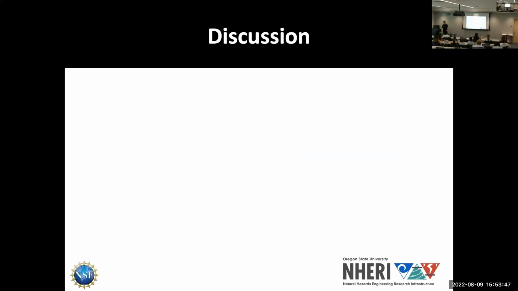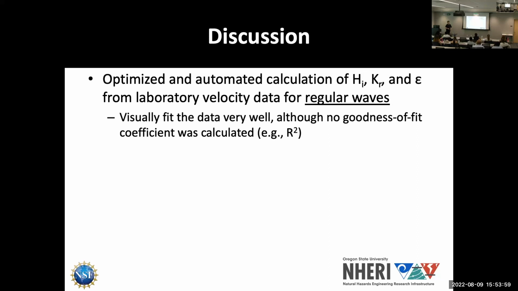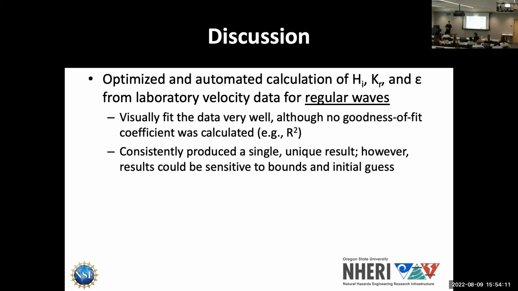So let's talk about all these results. Okay. This study optimized and automated the calculation of HI, K sub R, and epsilon from laboratory velocity data for regular waves. It visually fit the data very well, although we did not calculate a goodness of fit parameter like R squared. But maybe there were multiple solutions that would fit the data well. How do we know this is the right solution? Well, it consistently produced a single unique result. However, the result could be sensitive to bounds and initial guess. It also matched the expected results based on this laboratory test and setup.